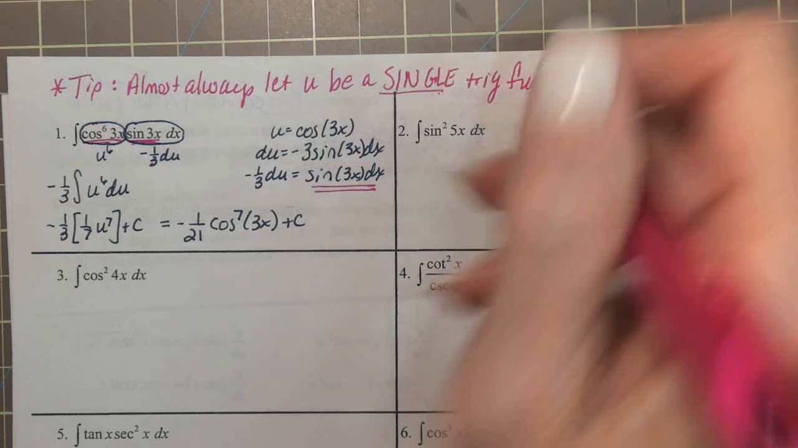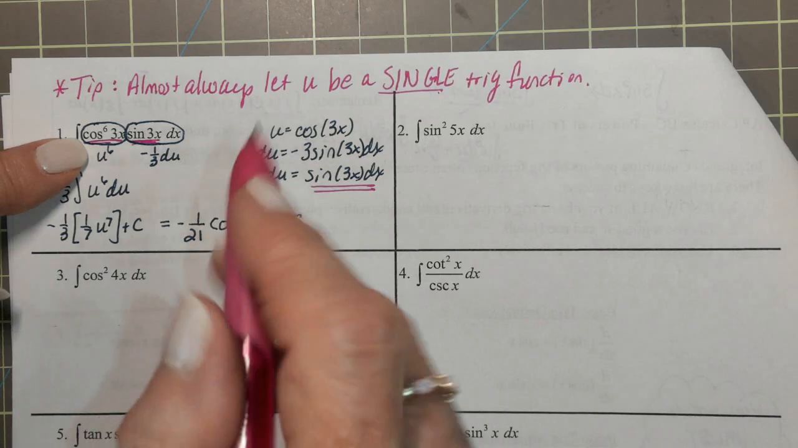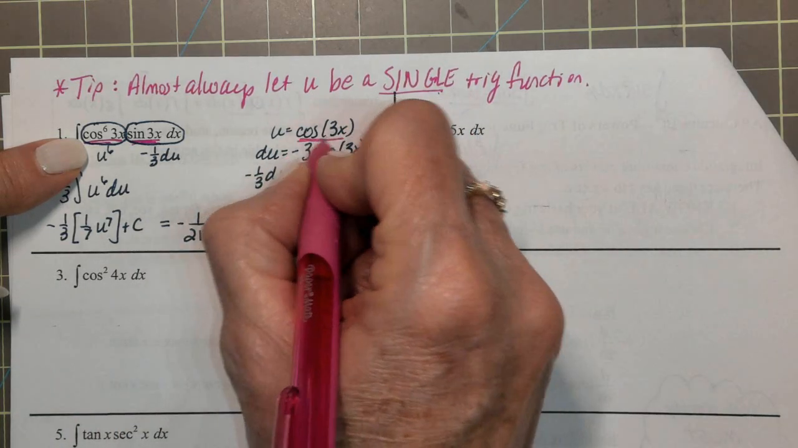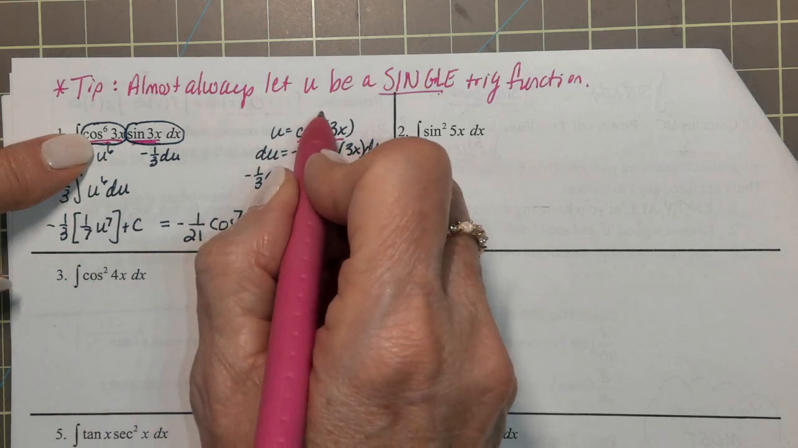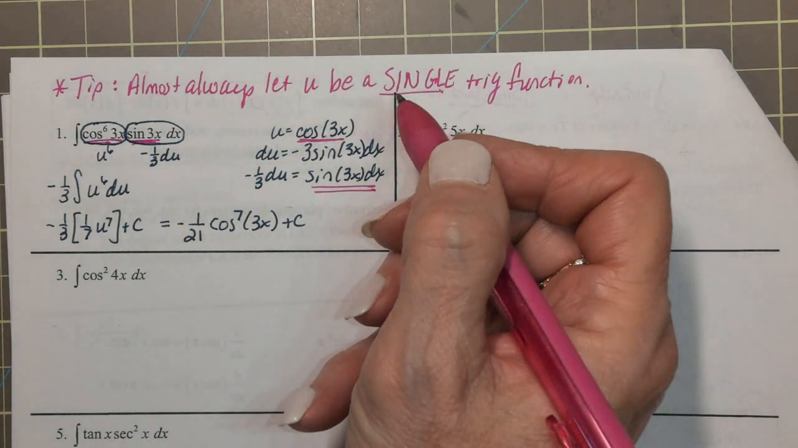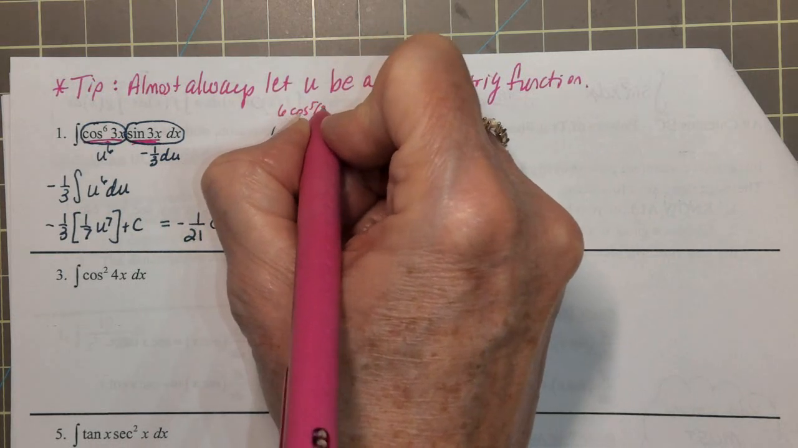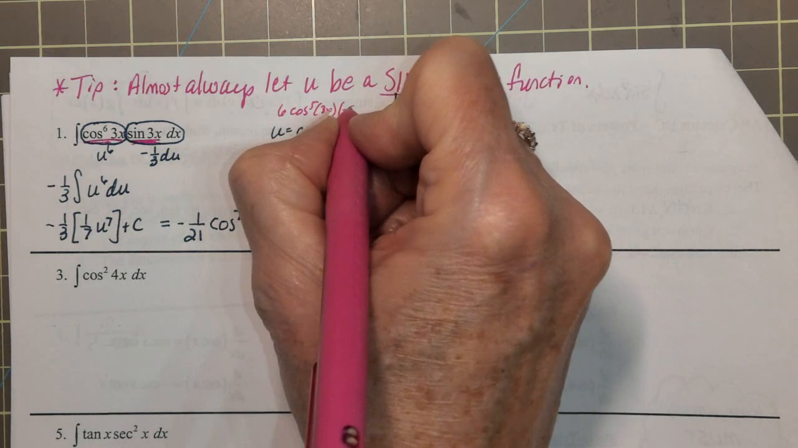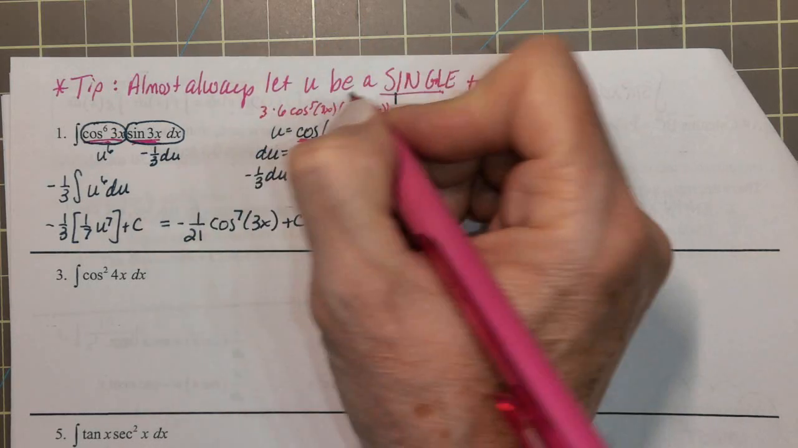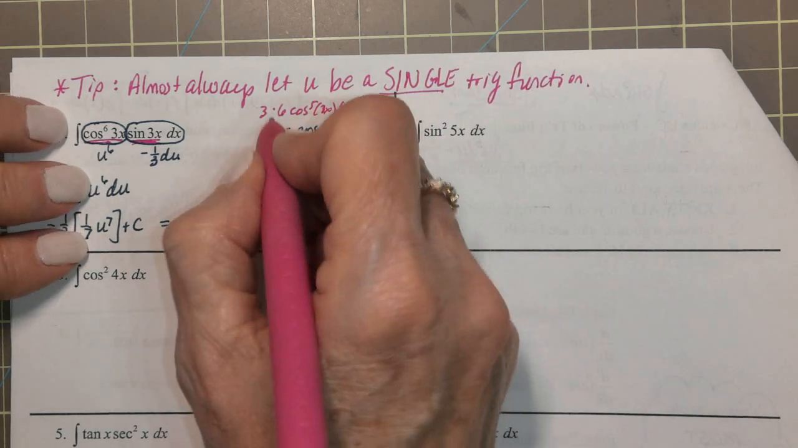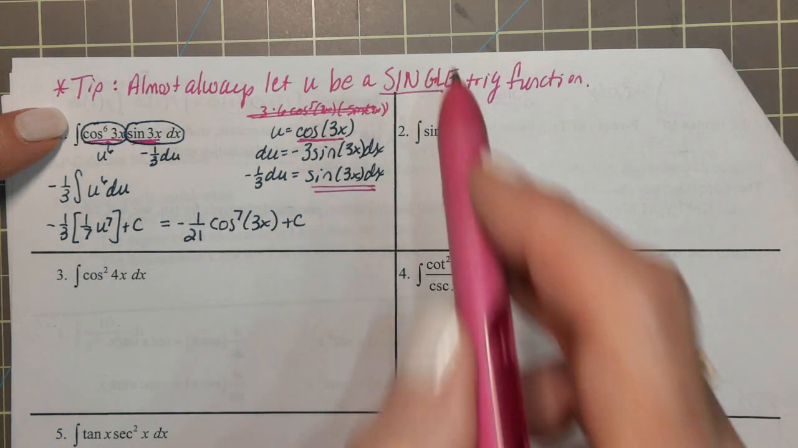So I did not let u be cosine to the 6th of 3x. Let u be a single cosine. If you let u be cosine to the 6th, you're going to have to do the chain rule. And you would get 6 cosine to the 5th 3x times a negative sine of 3x times that 3. You don't want that to be your du. So let u be a single trig function.